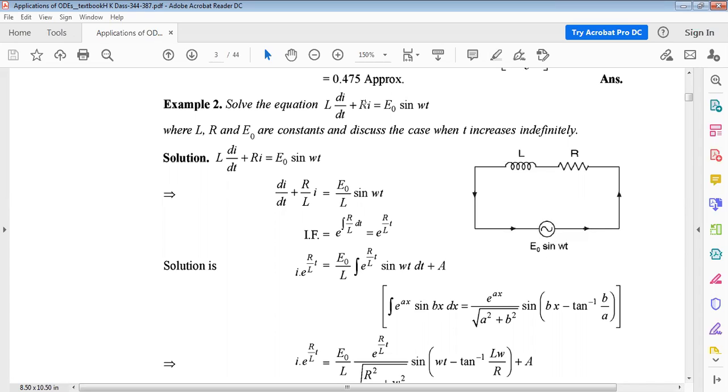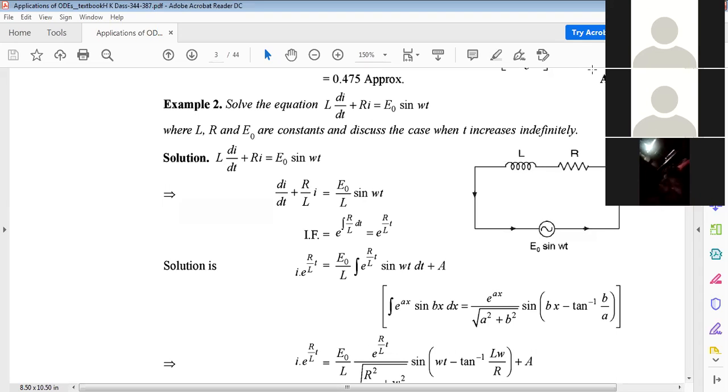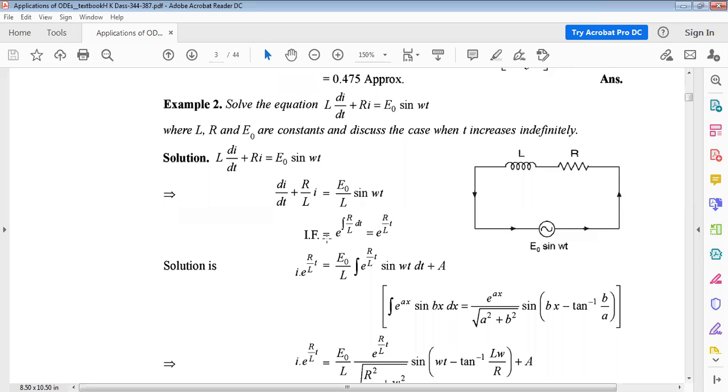Here i is the electric current, R is the resistance in ohms, and L is the inductance. Now the solution: this is the given differential equation of the circuit, and we can write this by dividing by L on both sides. So this is also a linear differential equation of first order.